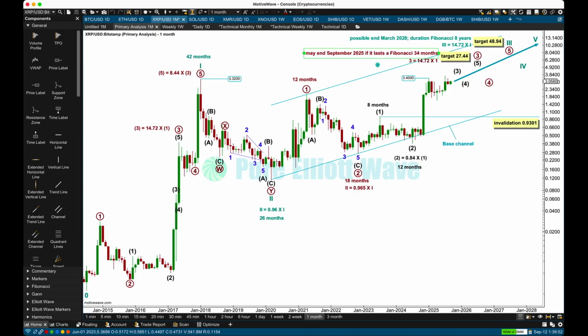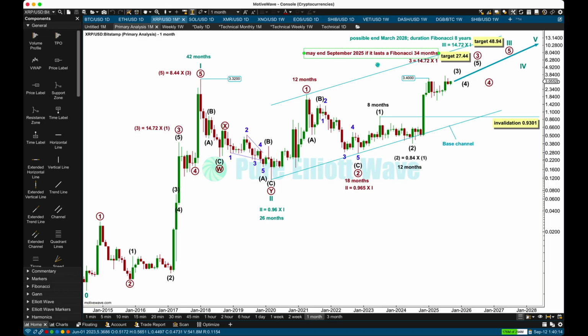Primary 3 is very obviously not complete. It is now September 2025. It's lasted a Fibonacci 34 months, so in my next analysis I'll use the next Fibonacci number in the sequence to calculate the next potential date or range of dates for when it may potentially end. That's the best estimate we can do using the Fibonacci number sequence.